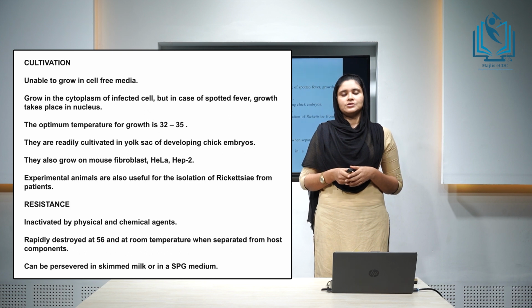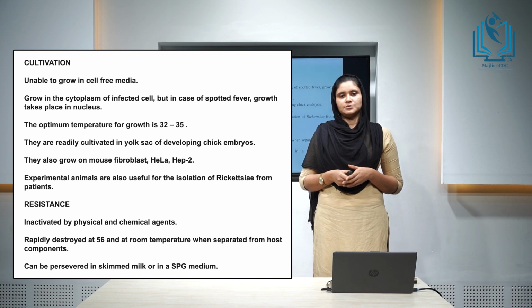There are three methods used for the cultivation of Rickettsial species, that is embryonated egg culture, tissue culture and animal inoculation. In embryonated egg culture, the yolk sac is the site for the maximum growth of Rickettsial species, and in animal inoculation, guinea pig is used as an experimental animal. Here intraperitoneal inoculation of Rickettsial species is needed in the animal inoculation method.